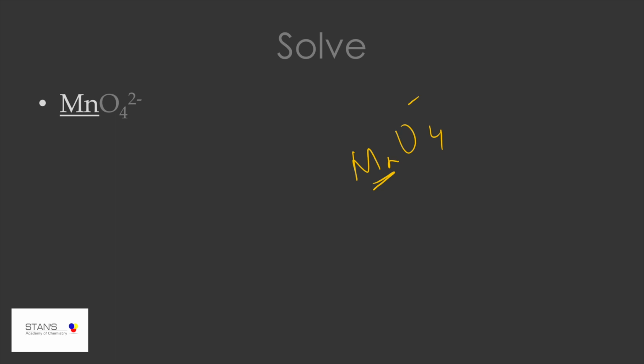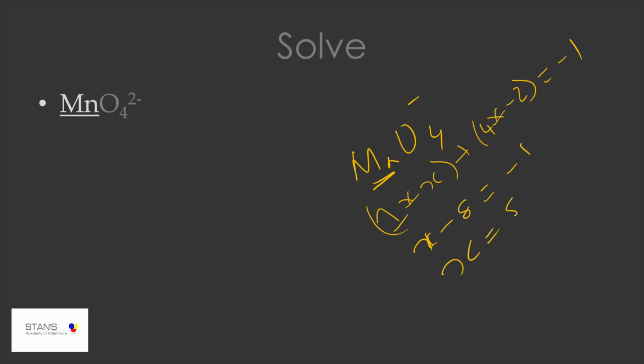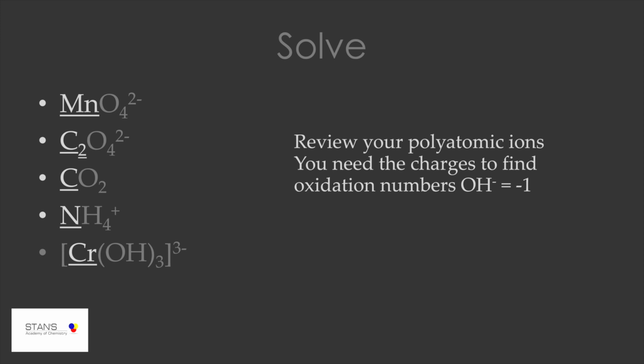So I'm going to say 1 manganese times X plus 4 oxygens times -2 is equal to -1, which means X minus 8 is equal to -1. X is equal to 7. So the oxidation number of manganese is +7.